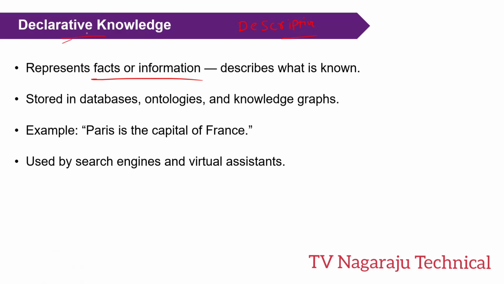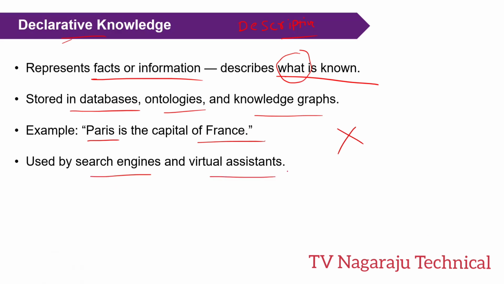For example, for a country, France, Paris is the capital of France. How Paris became the capital of France is not required. The only thing you need is to know the facts. So it describes what is known, and the facts are represented in databases, ontologies, or knowledge graphs. The main advantage is that search engines or virtual assistants directly answer the question. If I ask artificial intelligence, what is the capital of France? Simply it gives the answer, Paris.